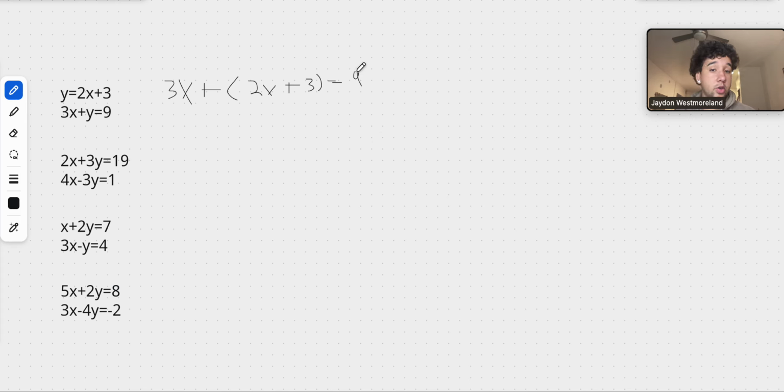And then from here, I'm going to combine like terms and solve. 3x plus 2x is 5x. Okay, so I got 5x plus 3 equals 9. Then I'm going to subtract 3 from both sides. That's going to give me essentially 5x is equal to 6. And now we're going to take it home, divide by 5, divide by 5. x is equal to 6/5.